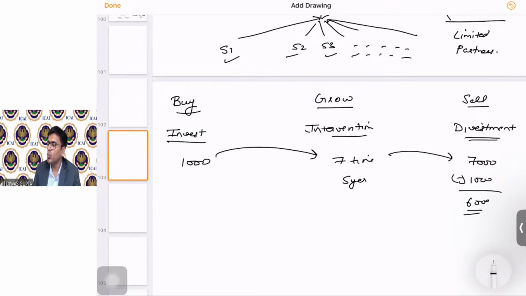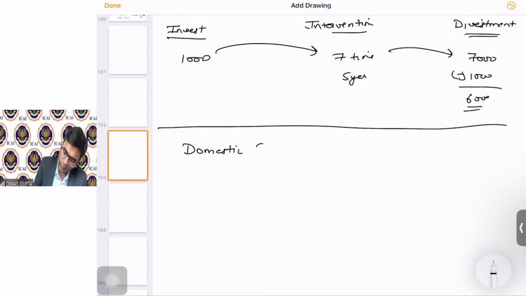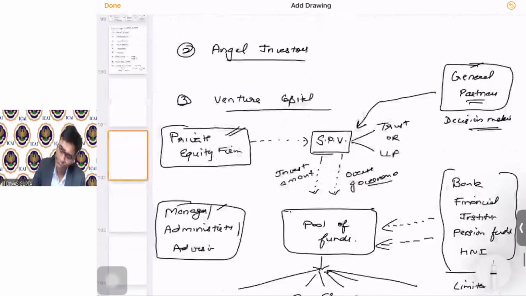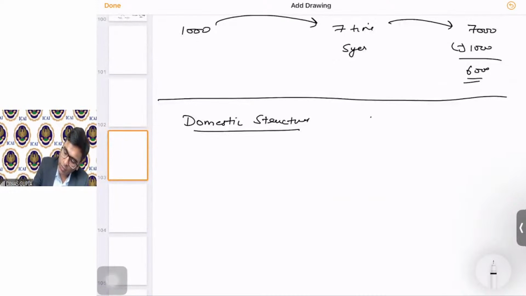Now, students, there are two different types of structures for venture capital. Okay, so one, there is a domestic structure. So in domestic structure, all these people, whether it is a private equity firm, this SPV, these general partners, these people who are the limited partners, the pool of funds, and even the manager are all based out in domestic territory. Okay, clear?